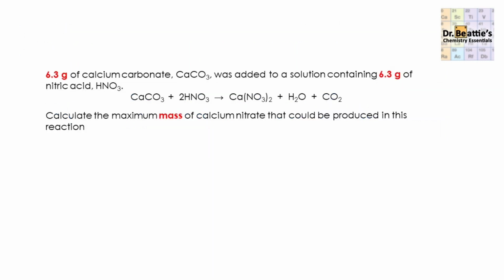So in the previous video, we were looking at molar relationships for equations where both the reactant and the unknown product both have the units of mass, so grams. Here you can see we have 6.3 grams of calcium carbonate, so we know the mass of this. We're given the mass of 6.3 grams of nitric acid, so we've got the mass of this. And then it was asking us to calculate the maximum mass of the calcium nitrate. So this was what we were trying to work out.